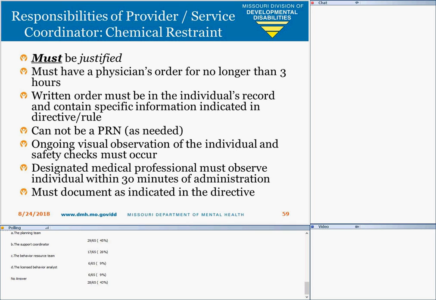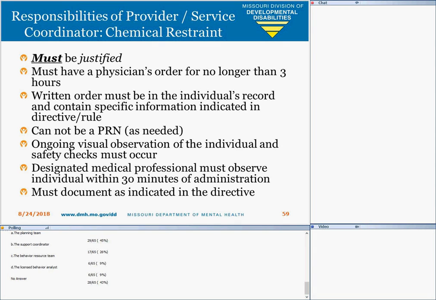So, as you can see, it's unlikely that most community service providers are going to be able to utilize the chemical restraint because they're not going to be able to meet these requirements as specified. And that's okay. That's done purposefully. We don't want people being chemically restrained. This is onerous and difficult to do on purpose for the person's safety.